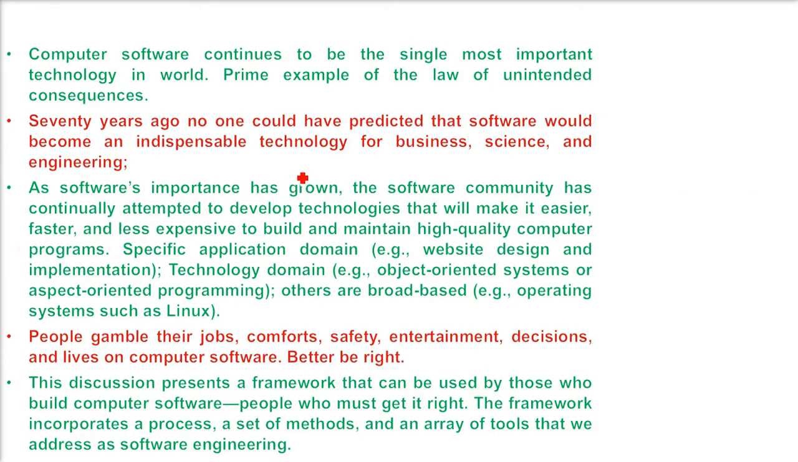So computer software, if you talk about the leading economies, say America, China, UK, or even India. Computer software, computer programs and apps are now the most important technology. It is basically an industry now, though it has come from the law of unintended consequences.